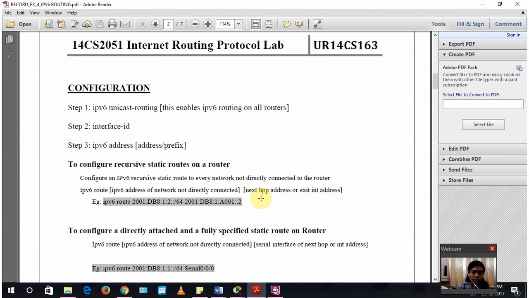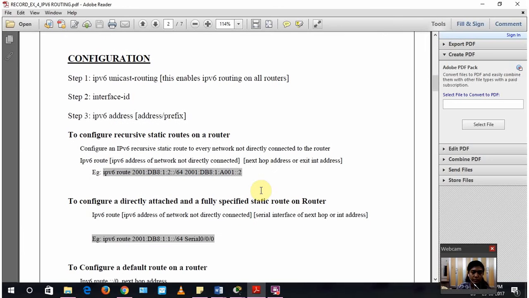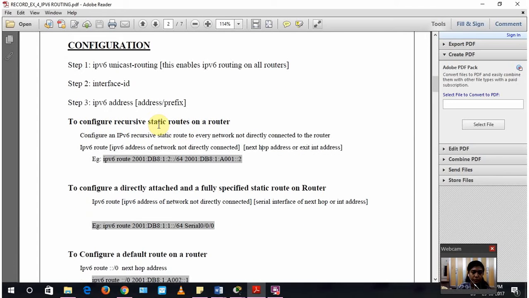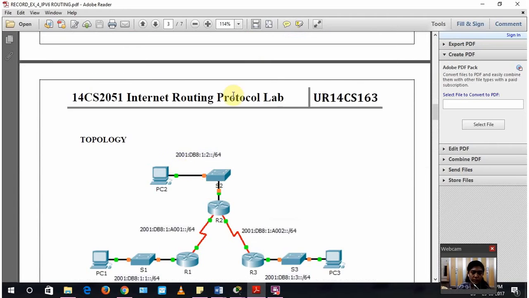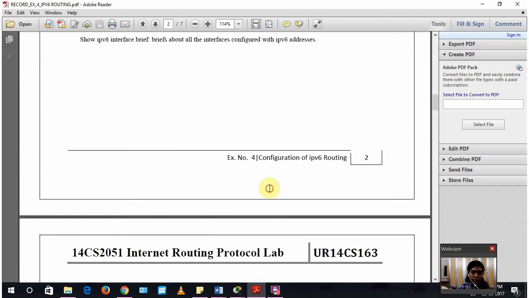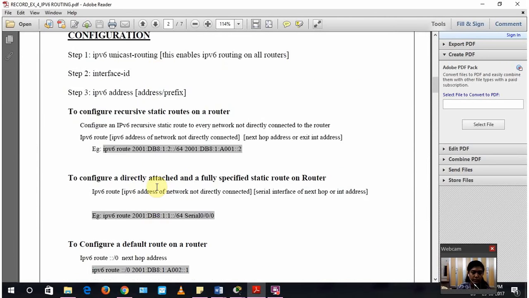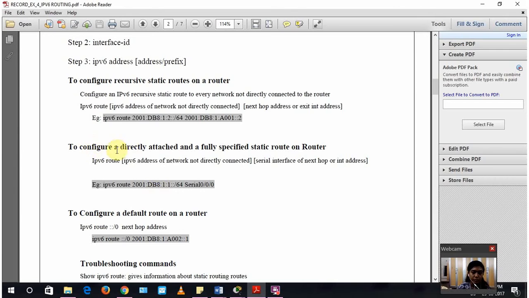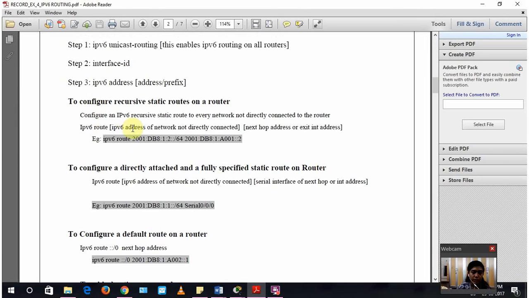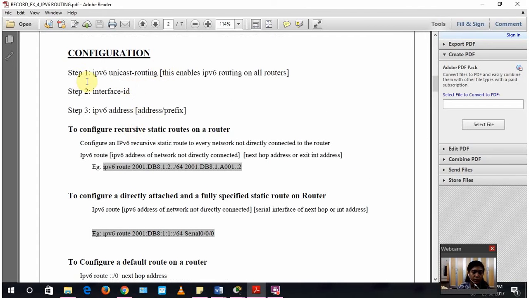In this video I have to configure the routers. This is my scenario: I have three routers, and I have to configure them as given. Before that, we will see the commands.